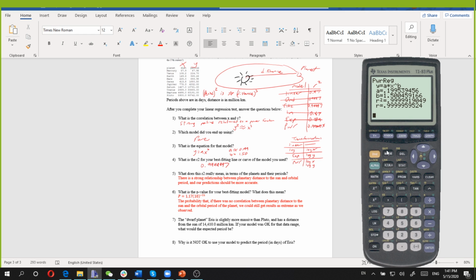Perfect. So right now, because I've got our best fitting model as y1, I can plug that in like this. So variables, y variables function y1, and I'm going to plug in the value 14,410. Gives me an orbital period of 346,684.4 days. So that's how long it would take to revolve around the sun.